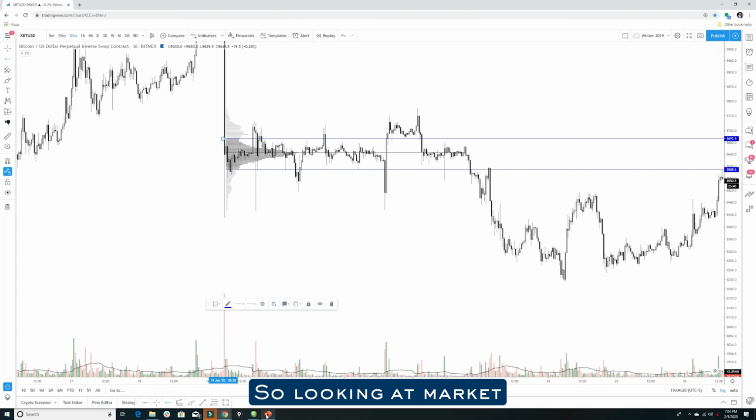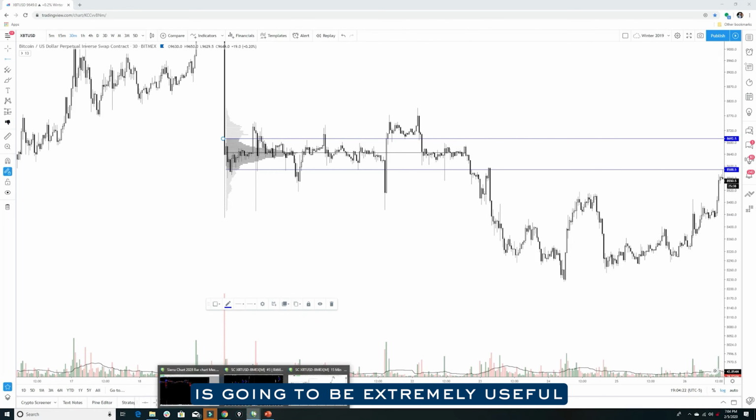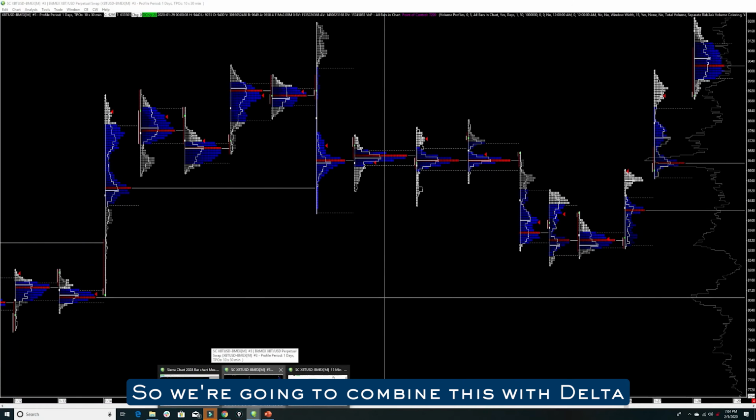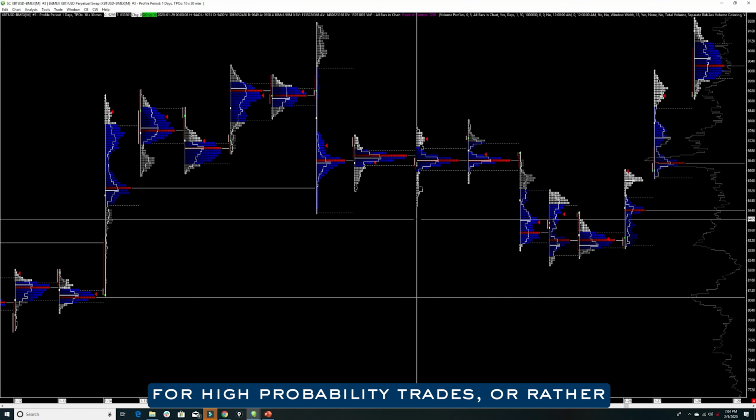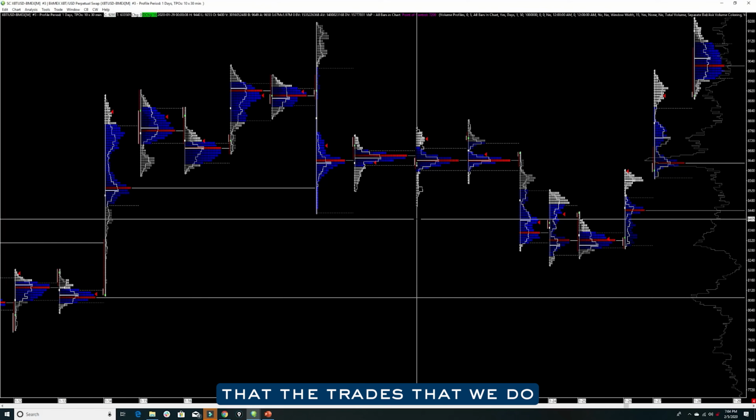So looking at market profile or TPO charts is going to be extremely useful. So we're going to combine this with delta to really set ourselves up for high probability trades, or rather with the anticipation or assumption that the trades that we do take are going to have positive follow through in our favor. Right, so here's your range.